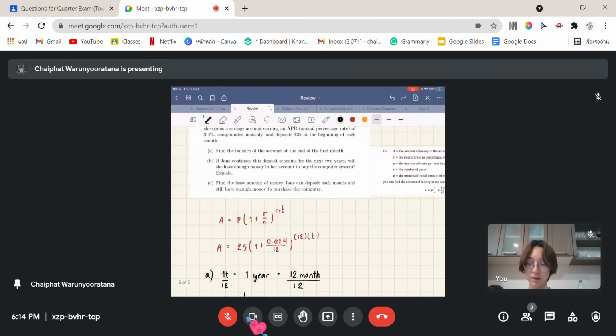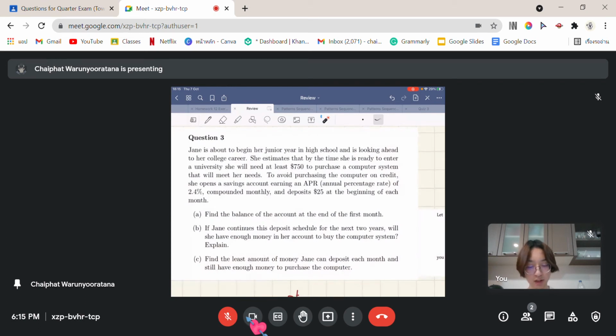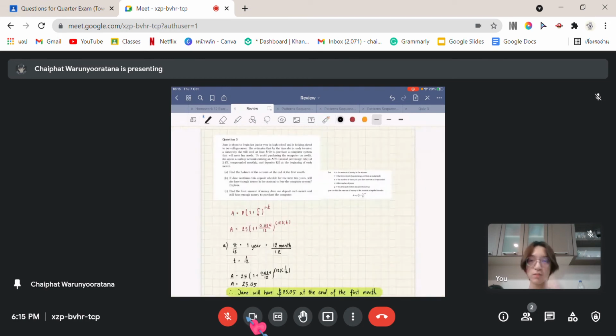The question asks, if Jane continues this deposit schedule for the next 2 years, will she have enough money in her account to buy the computer system? So, first of all, we need to know the money that Jane will have after 2 years. If we read the question carefully, we can see that she deposits $25 at the beginning of each month. This means that after a month has passed, she will deposit again and there will be a new set of money.